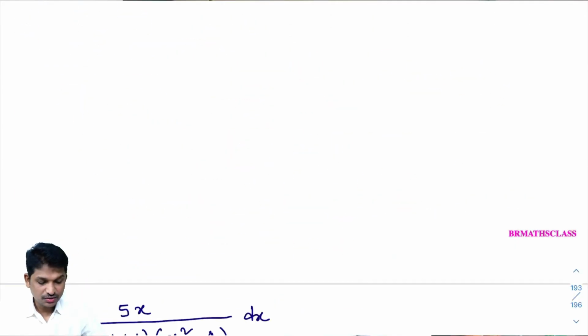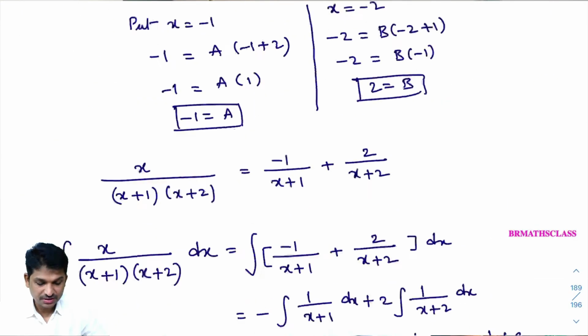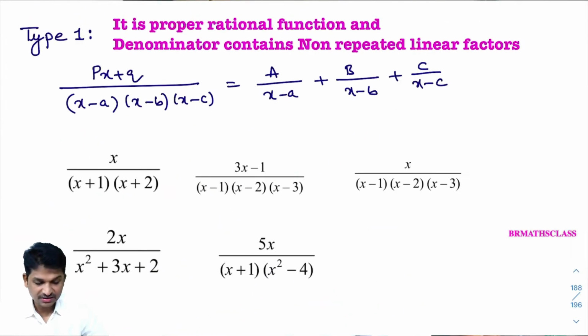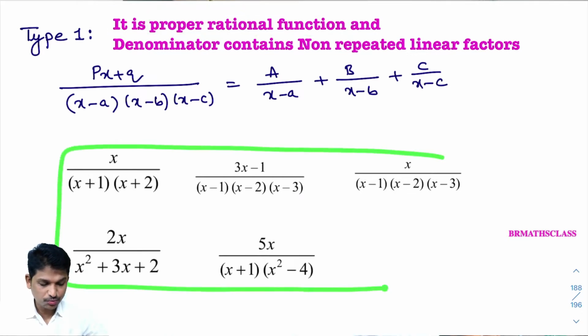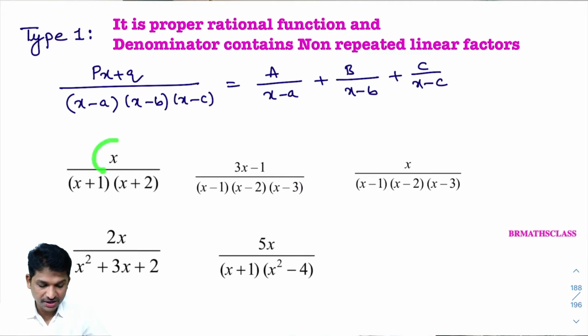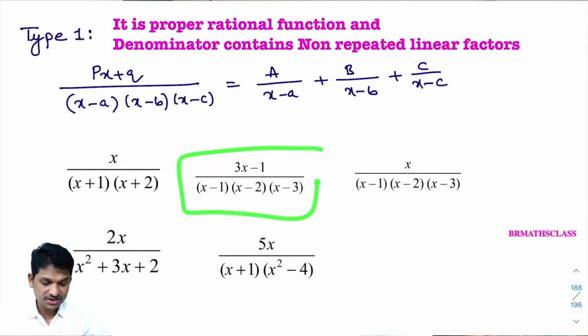Let me quickly revise what we learned in type 1 problems. Look here, these are the problems we did in last class. What is type 1? It is a proper rational function. What is a proper rational function? If degree of numerator is less than degree of denominator, we call it a proper rational function. Look here, degree of numerator is 1, degree of denominator is 3. So it is a proper rational function.